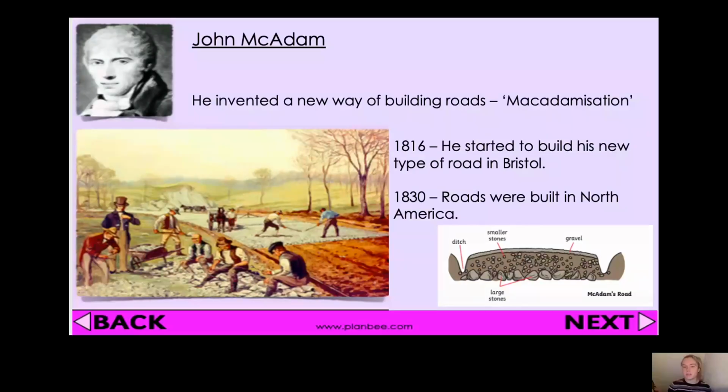Then in 1830, roads were built in North America. So these roads were becoming so popular that people were starting to build them in North America, which is fantastic. Okay, so these are the roads that we still use today.